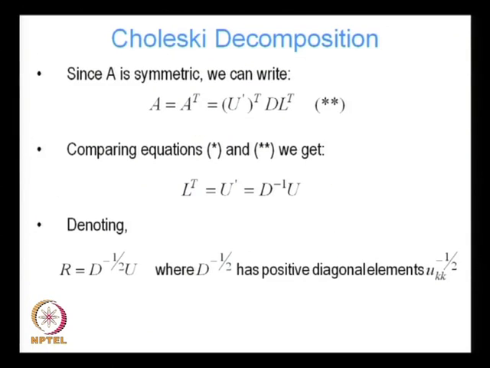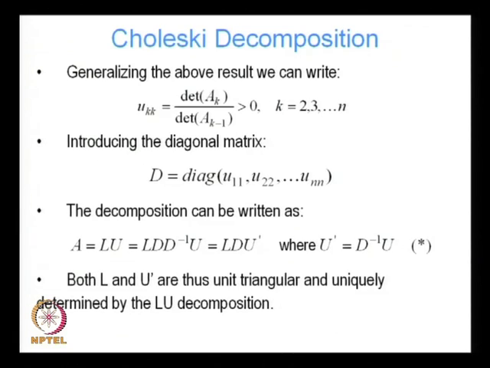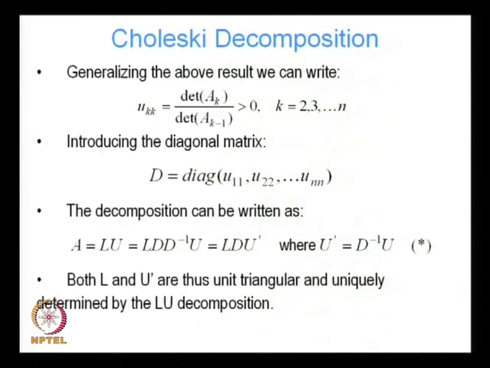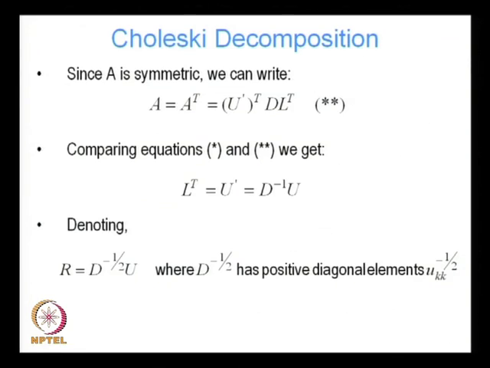Since A is symmetric, we can write A is equal to A transpose, which means, from the last equation, that A transpose is equal to U prime transpose D L transpose. So, comparing this equation with the equation A equal to L D U prime, just by comparing terms, we can show that L transpose is equal to U prime, which is equal to D inverse U.